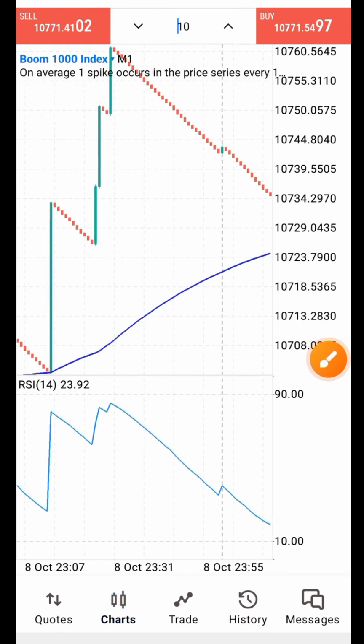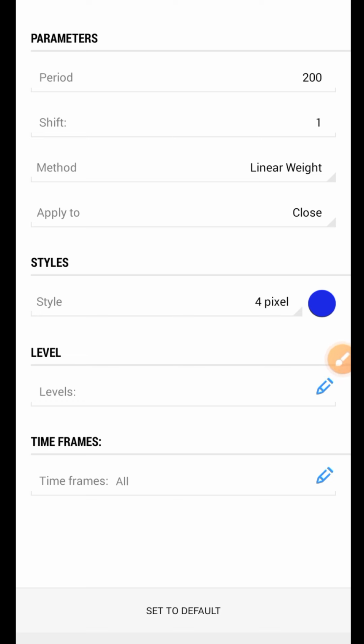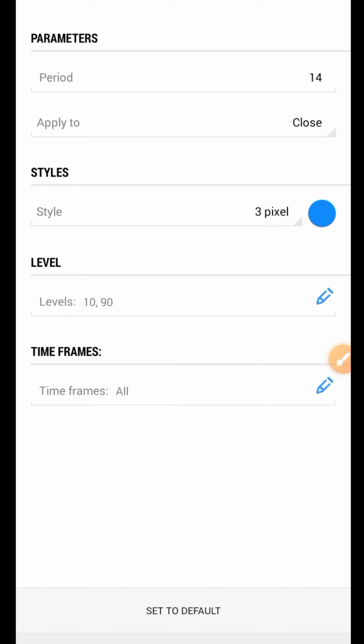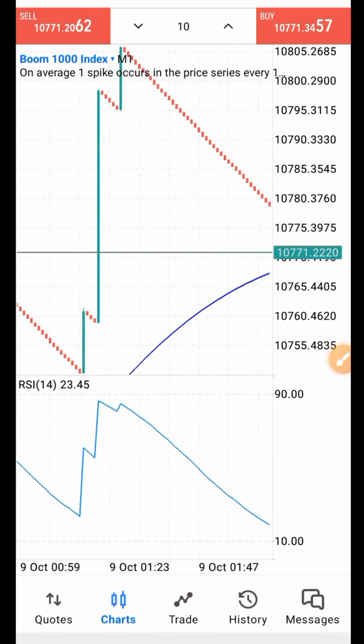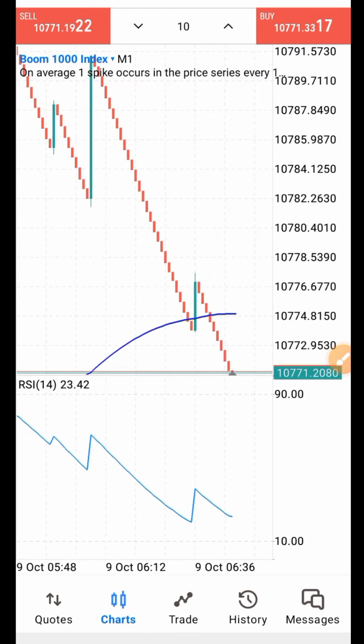So let me show you the settings. It doesn't have many settings. The moving average on the chart is period 200, shift 1, method linear weighted, applied to close. Then the RSI is just the default setting, 14. So there's nothing much to this strategy. It is based on your own reasoning. If you just follow this simple way I just showed you, honestly, you are going to make enough money in the market.